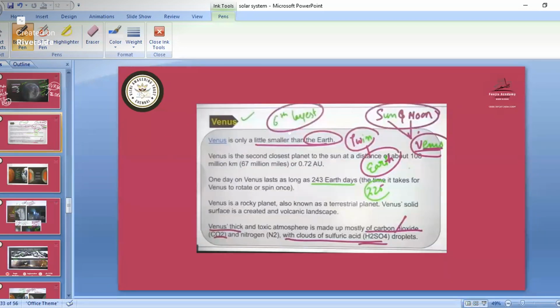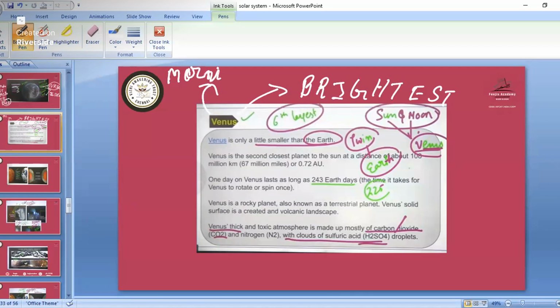Venus is the 6th largest planet, and Venus is the brightest planet. If this is not marked, just remember Venus is the brightest planet, and we also call Venus the morning and evening star. So remember about this one: morning and evening star. This one is the brightest planet.